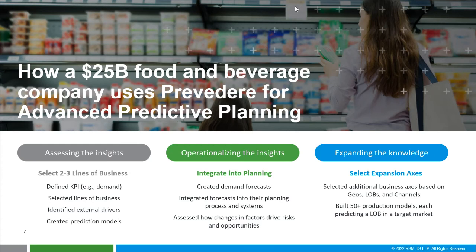We expanded different geographies, different lines of business. We got more granular. We started to do subcategories and then subcategories. And at this point, there are more than 50 different production models for many different lines of business in, I think, 13 different geographies around the world. And ultimately, they're getting the same level of insights where they're removing that guesswork around what is going on outside of their four walls and impacting their category and their business.